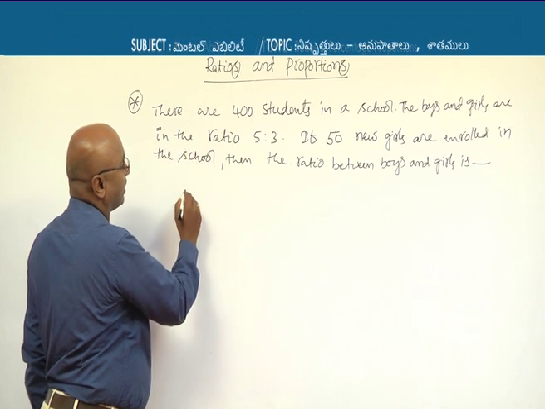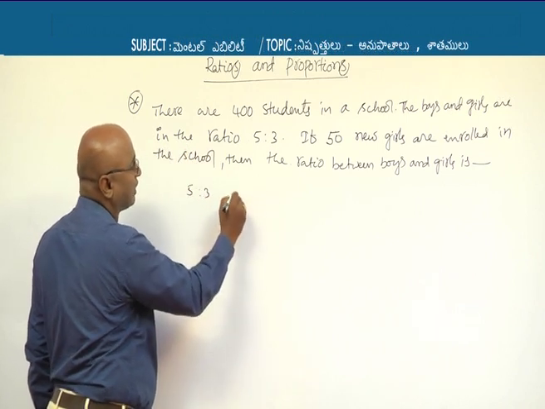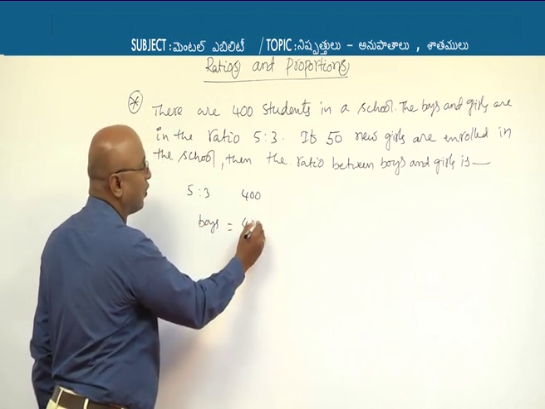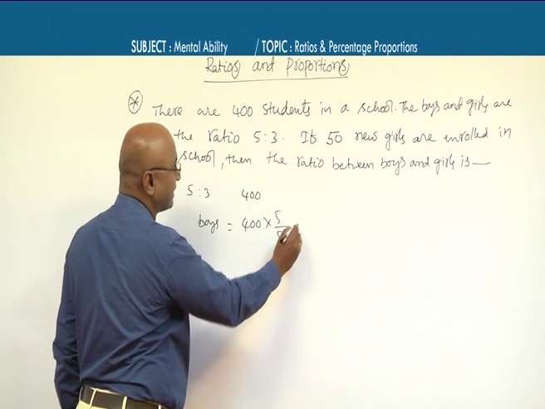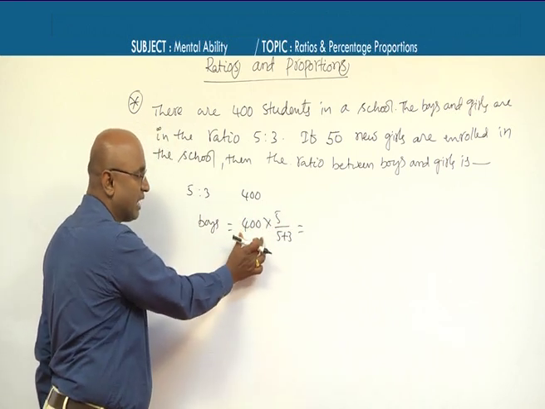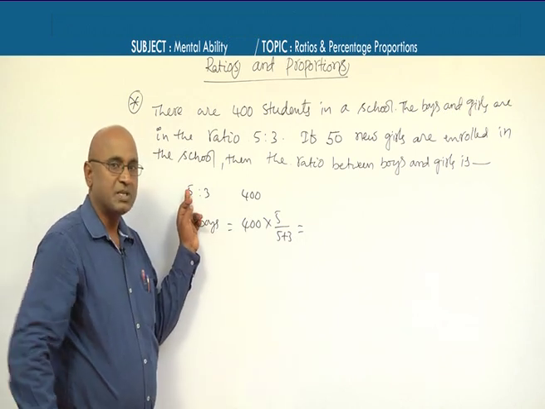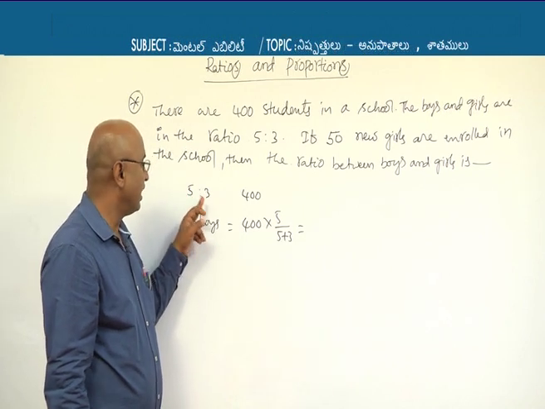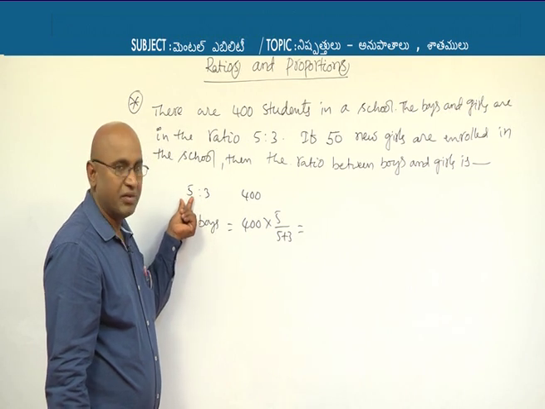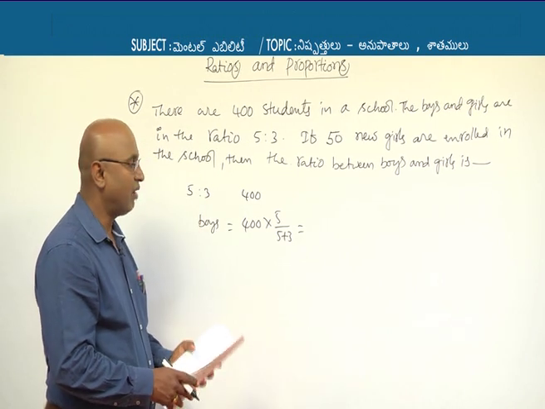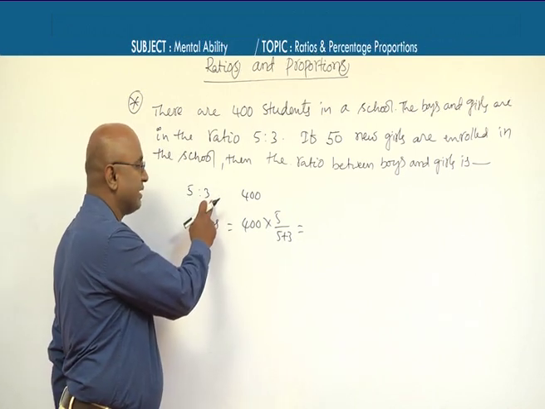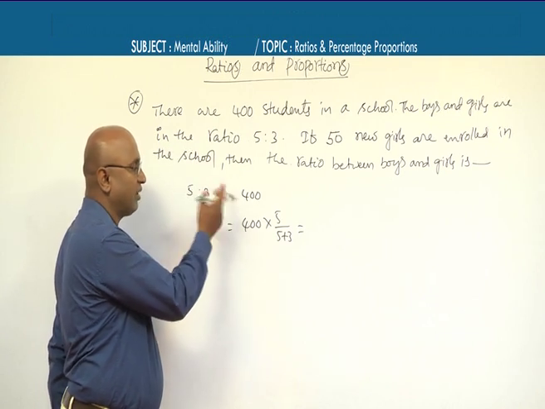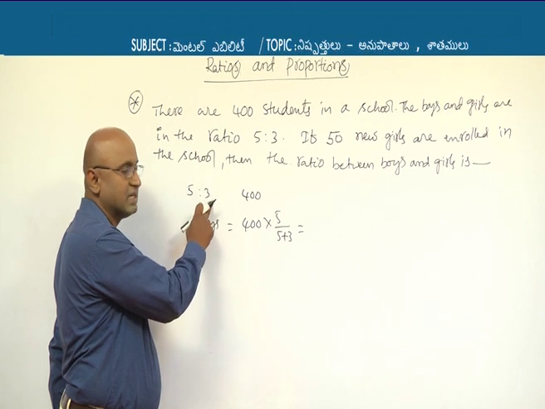Now see, the ratio is 5:3 and the total number is 400. Then boys is equal to 400 into 5 by 5 plus 3. 400 మంది విద్యార్థులలో బాలుర అనుపాతం ఎలా ఉందంటే 5 భాగాలు ఉన్నారు. మొత్తం భాగాలు 8 భాగాలు. బాలురేమో 5 భాగాలుగా ఉన్నారు, బాలికలేమో 3 భాగాలుగా ఉన్నారు. Out of 400, the boys and girls are divided in the ratio 5:3. The total students are divided into 8 parts. Out of 8 parts, boys are 5 parts and the girls are 3 parts.